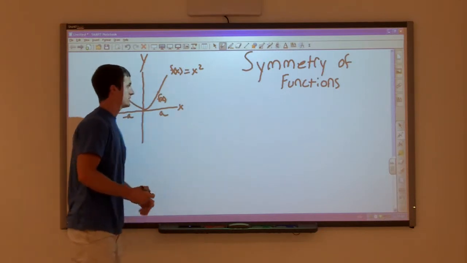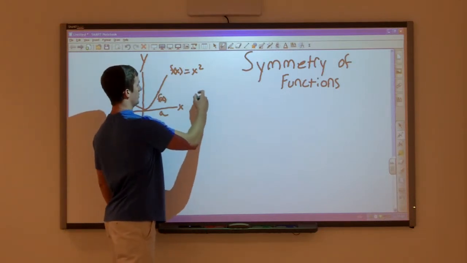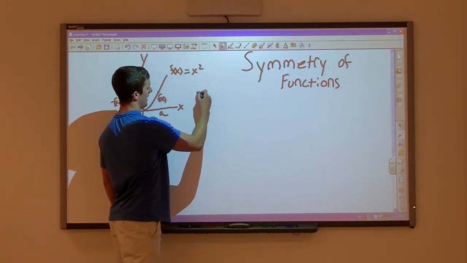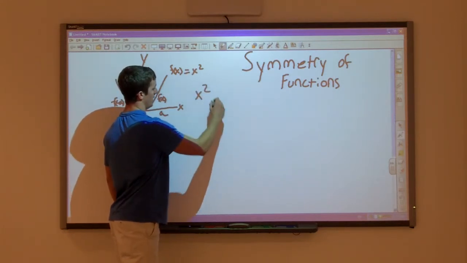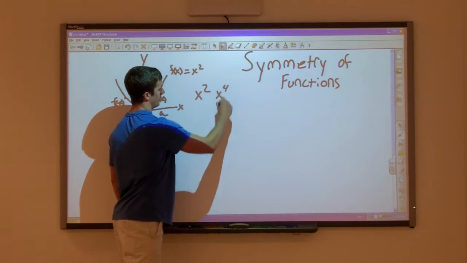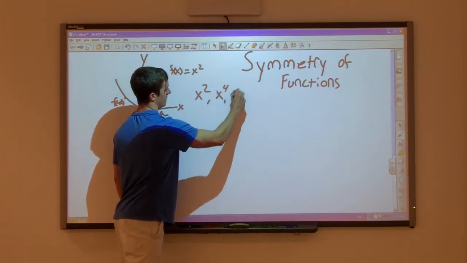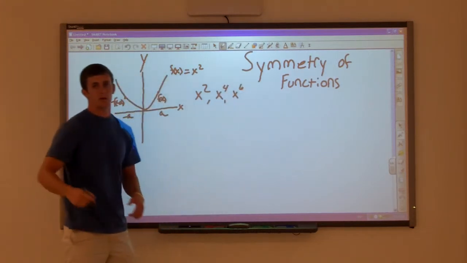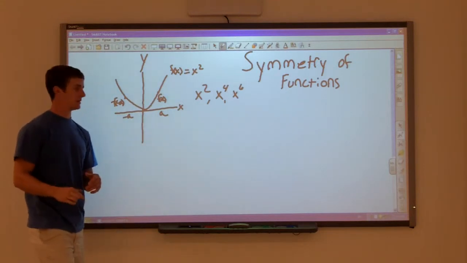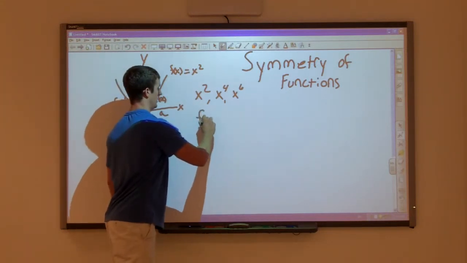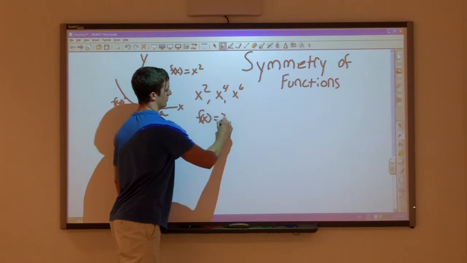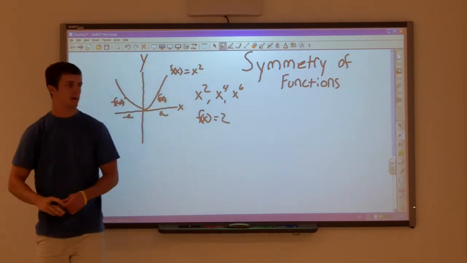Other even functions include any polynomial raised to an even power. So we could have x squared, x to the 4th, x to the 6th, etc. Or we could have constant functions such as f of x equals 2. Now these are all even functions.